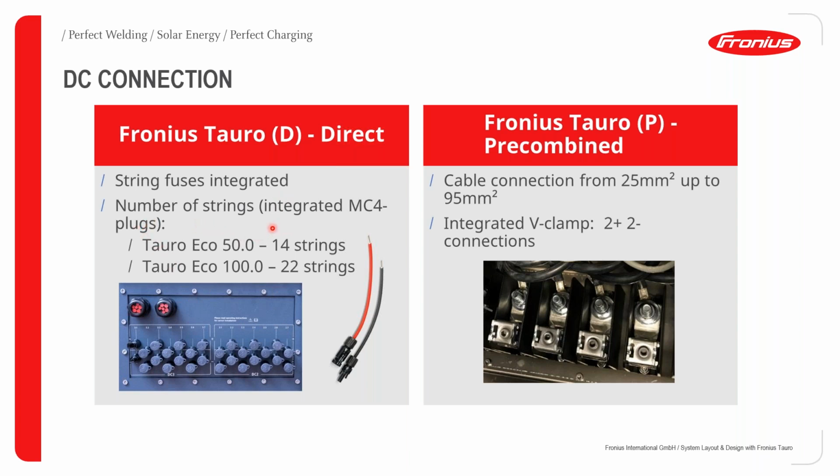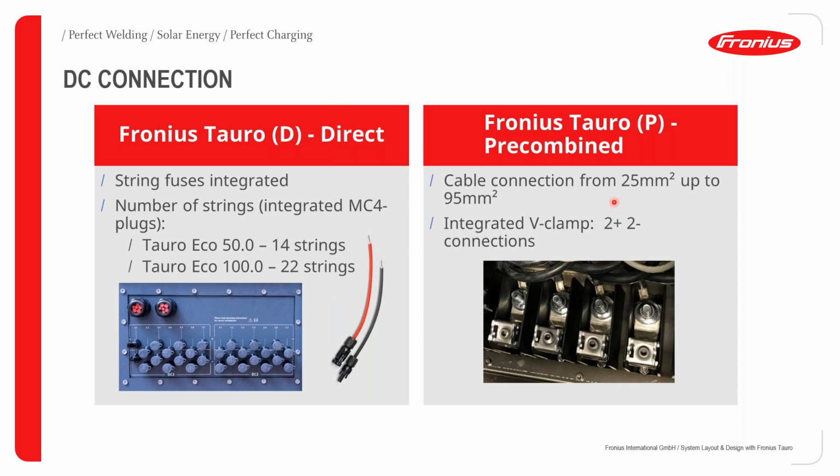In terms of the number of strings, the direct version is integrated with MC4 plugs. With the Tauro Eco 50 kilowatt inverter, you can connect up to 14 strings directly to the inverter itself. As you can see, the inverter comes integrated with MC4, so when it comes to making the installation on site, it's fairly quick and easy. You don't have to do any crimping or anything to that extent. With the Tauro Eco 100 kilowatt inverter, you can connect up to 22 strings of 1000 volts DC each.